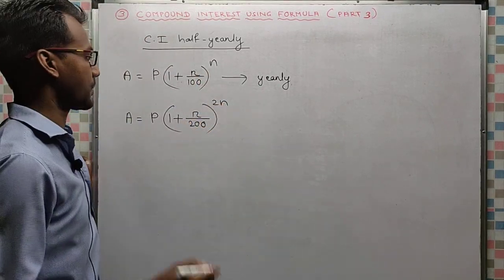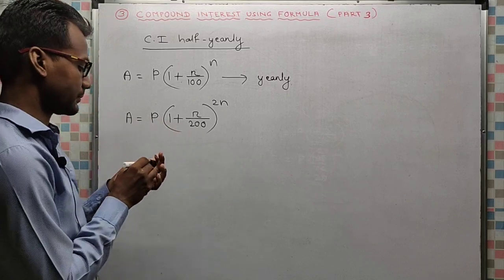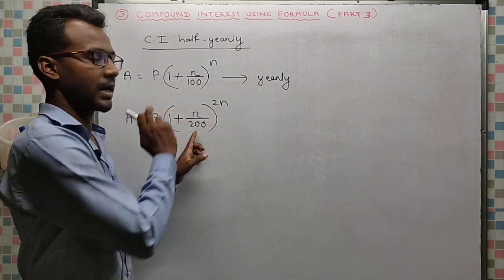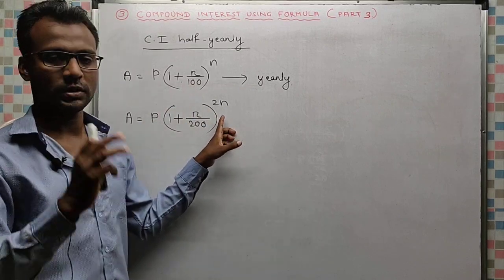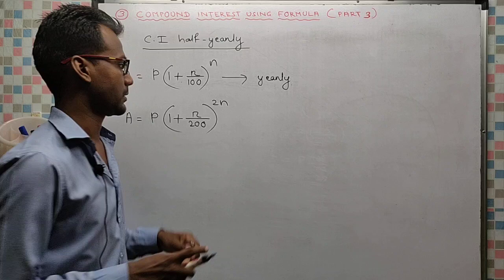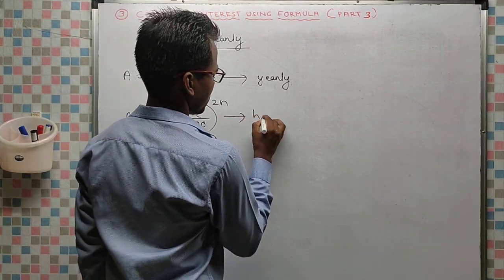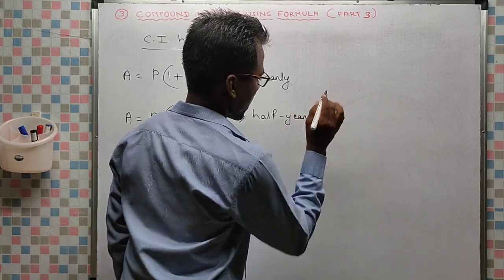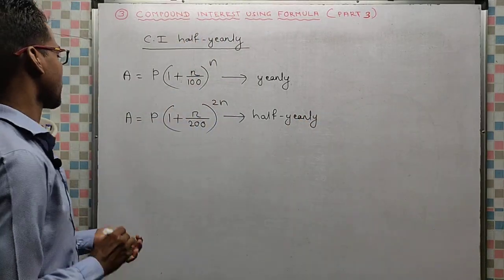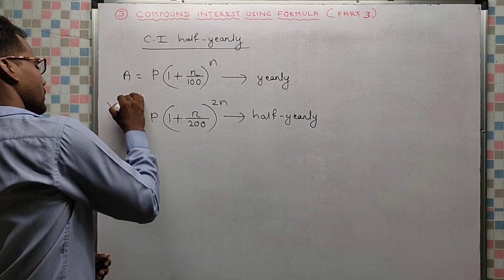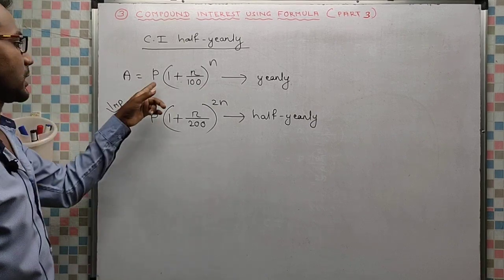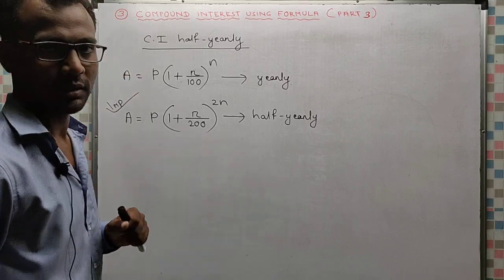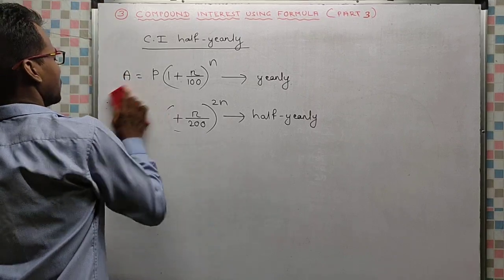This can be derived. I am not deriving. So this is the trick to remember. The rate is half, so R by 200 in place of R by 100. Time is doubled, because every year 2 times interest is calculated. This is the formula for half year. So remember this formula. This is important. This is yearly. This is half yearly. So let us solve some examples based on half yearly calculation of interest.